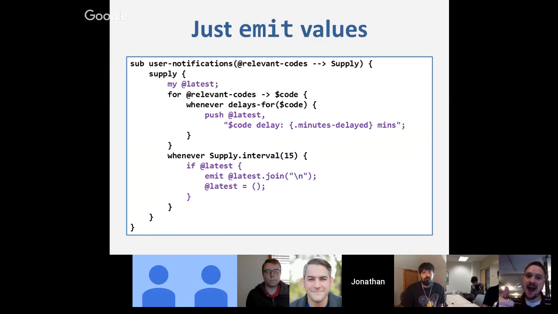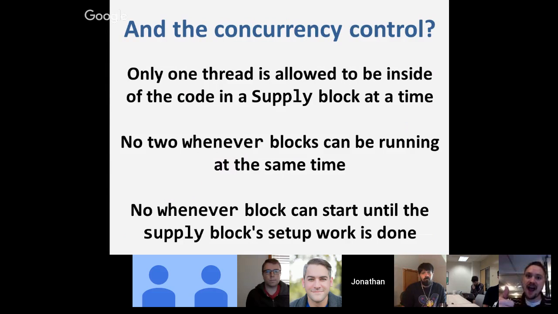So you might say, where is the concurrency control? The concurrency control is done by a set of rules that the supply and whenever constructs enforce between themselves. Only one thread is allowed to be inside of the code of a supply block at a time. That means the most obvious one is that no two whenever blocks can be running at the same time. They'll just be queued up and have to wait. Also, no whenever block can start until the supply block setup work is already done. So between these two, you get some pretty good guarantees.